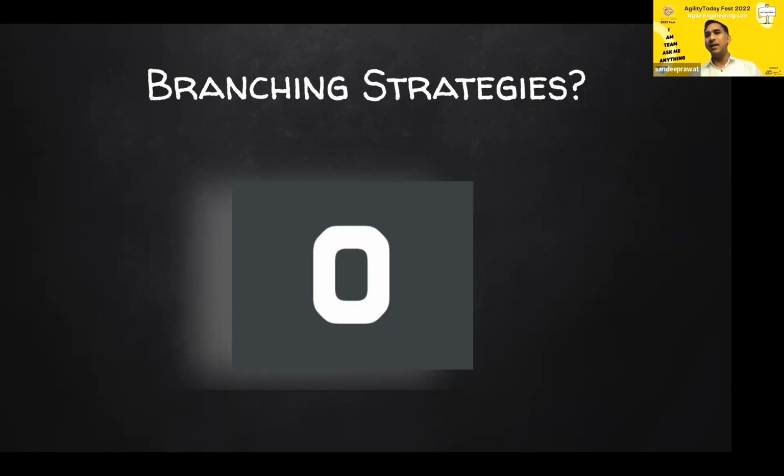What are the branching strategies that are there, and does it enable your team, or do you feel that the current branching strategy is somehow blocking the required development agility? Yep, anyone?